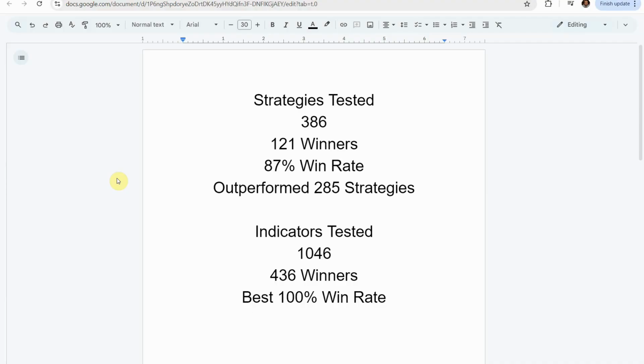Alright, as I said, today we will be testing a day trading indicator. Before we do though, I wanted to put the testing scoreboard up for everyone to see. So to date, we have tested a total of 386 different strategies, with 121 of them being winners. The best one so far was able to achieve an 87% win rate. That was achieved using the Academy of Forex indicator. And so far, since we've been keeping track, it has outperformed 285 of the other strategies that we've put it up against, every single one so far. We've also tested a total of 1,046 indicators, with 436 of them being winners.